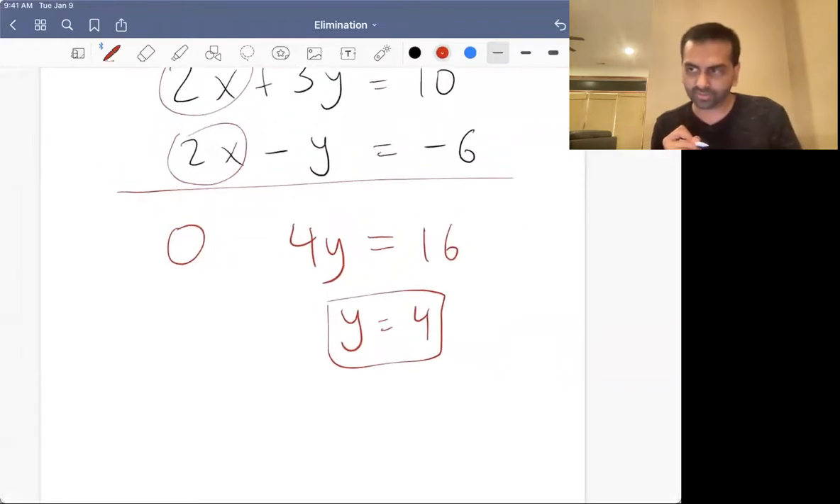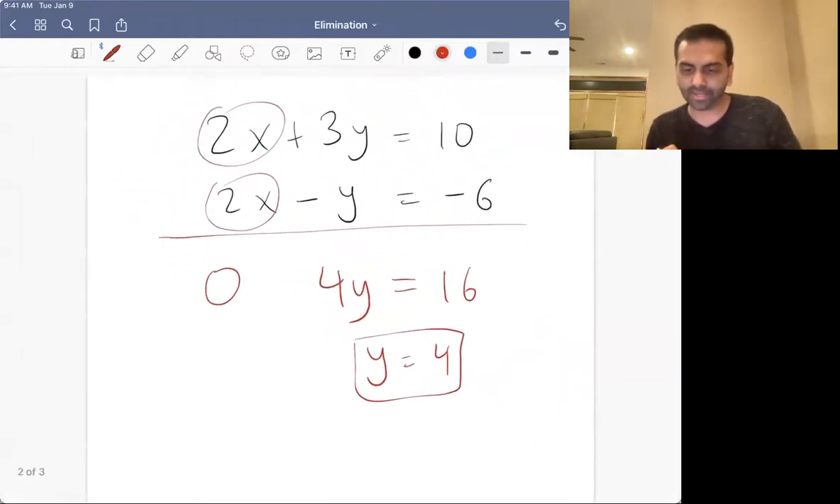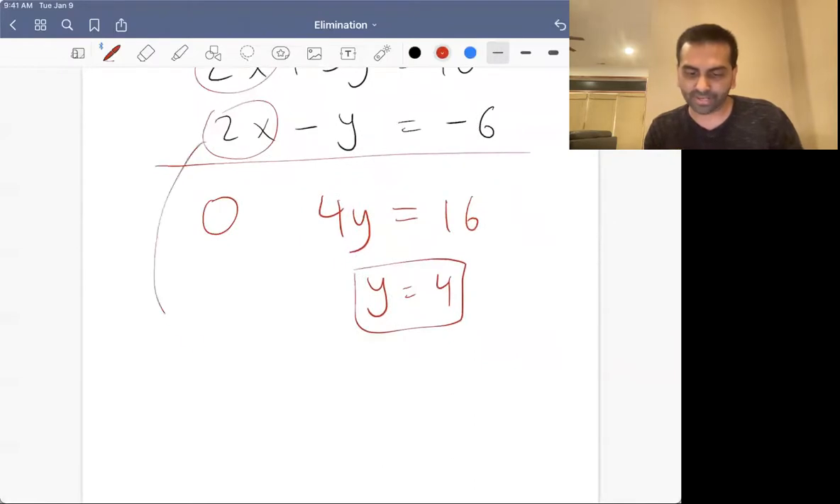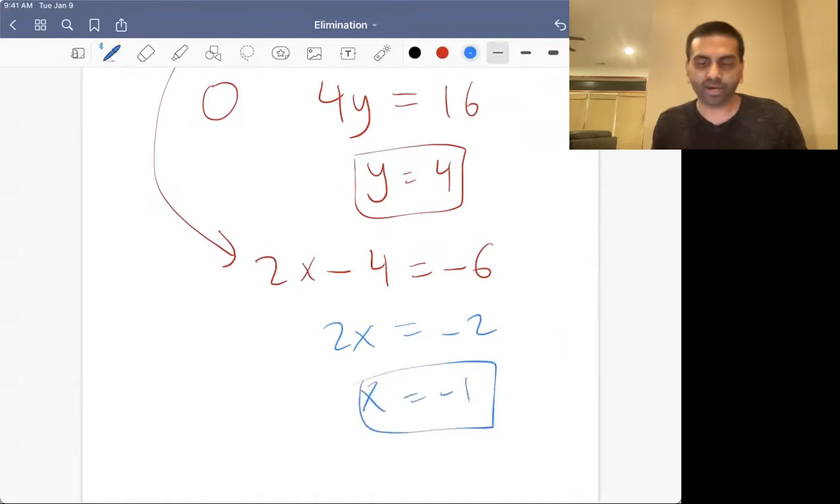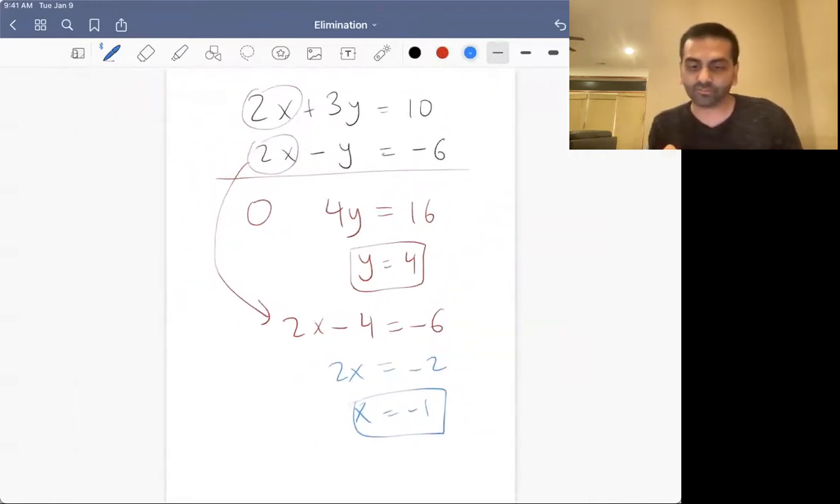And then again, if you just wanted to be sure, you can always plug it back in. So let's say we just plugged it back into this equation. This is just 2x minus y, which we now know is 4, is equal to negative 6. And you can easily solve this by adding 4 to both sides to make that a negative 2. And you just have 2x left here. Divide both sides by 2, and you get x is negative 1. So that's how you can do that. You could also have plugged it into this one, whichever you prefer.